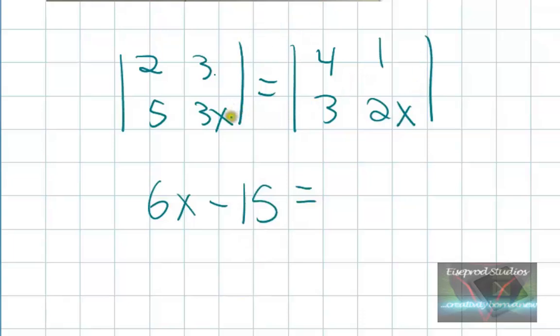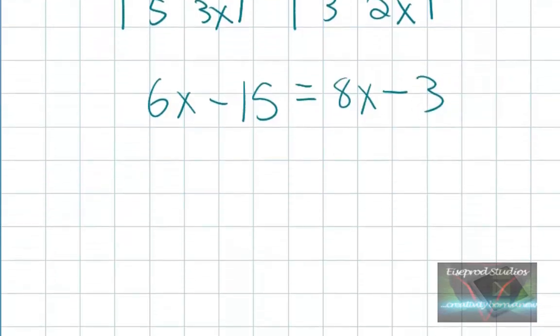So we follow the same pattern. Last time we took the bottom right and multiplied it by the top left, so we're going to do that first here too. So 4 times 2x is 8x. And then we're going to subtract the other diagonal, which is 3. Now we're going to start isolating for the variable. So I'm going to move this 8x over to this side by subtracting 8x from both sides.